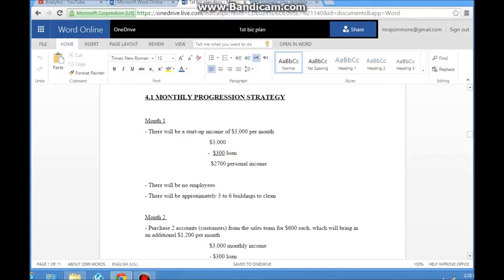So here I put there will be a startup income of $3,000 per month, gross income, minus the $300 loan equals $2,700 personal income. Now that's completely false, because apparently when I did this business plan, I didn't read the fine print yet. Even though that's the gross number, I also have to take out the 15%, or whatever the percentage is for that company, the insurance fee that they charge, and all of that.